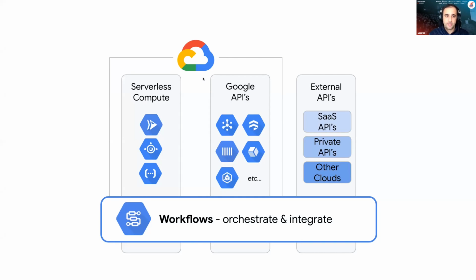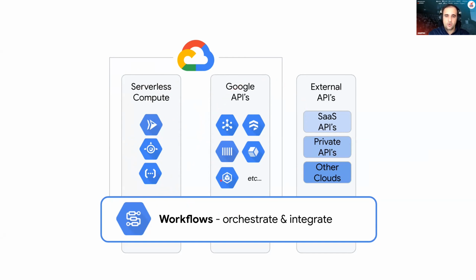Workflows is a Google Cloud service that helps you orchestrate and integrate services and APIs. What you can integrate is your code running on Google Cloud, typically serverless compute, for example Cloud Run to run containers, App Engine for applications, and Cloud Functions for Lambda-like functions. But you can also include other things like VMs. If you have a VM with a public API, you can include that in your orchestration.